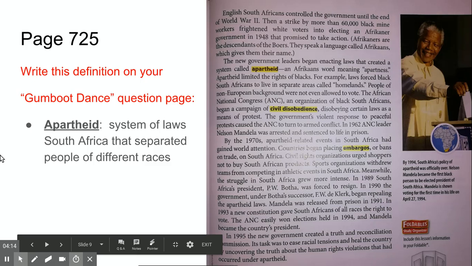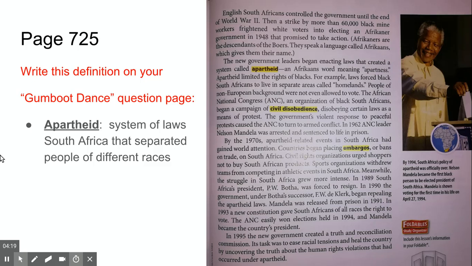This system of laws, apartheid, was almost like the United States before the civil rights movement. It was the separation of, Blacks lived here, Blacks could go here, they couldn't vote, things like that. Then you start to see an organization appear, the African National Congress. It was an organization of Black South Africans, and they began a campaign of civil disobedience, which means they disobeyed certain laws as a way of protesting against not having equal rights. They were making peaceful protests, but the government responded violently. That caused the ANC to then turn violent.